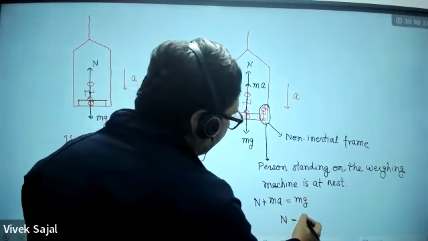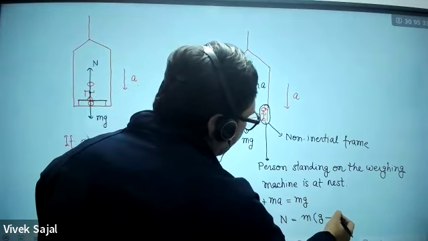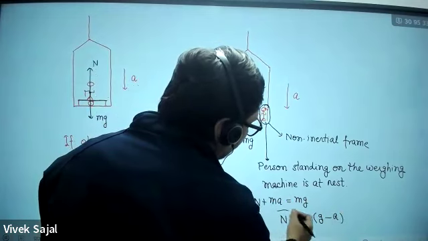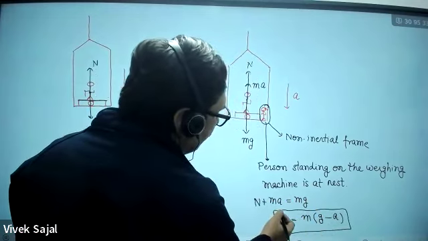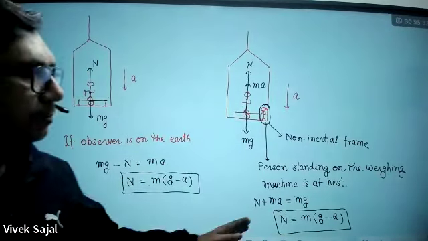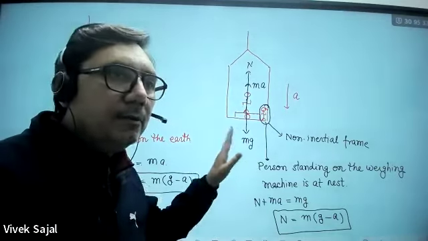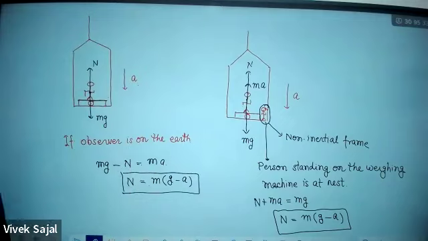And this N is the reading of the weighing machine. That will be mg, bring this ma to this side, so this will be mg minus ma. So this is the reading of the weighing machine. In this way, this person inside the lift is going to explain the reading which is shown by this weighing machine.